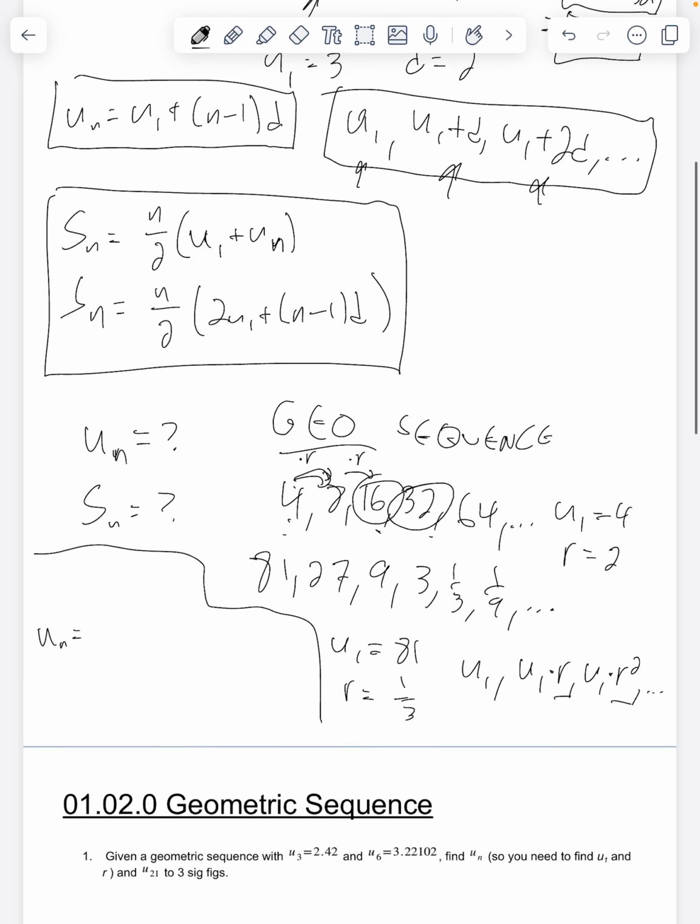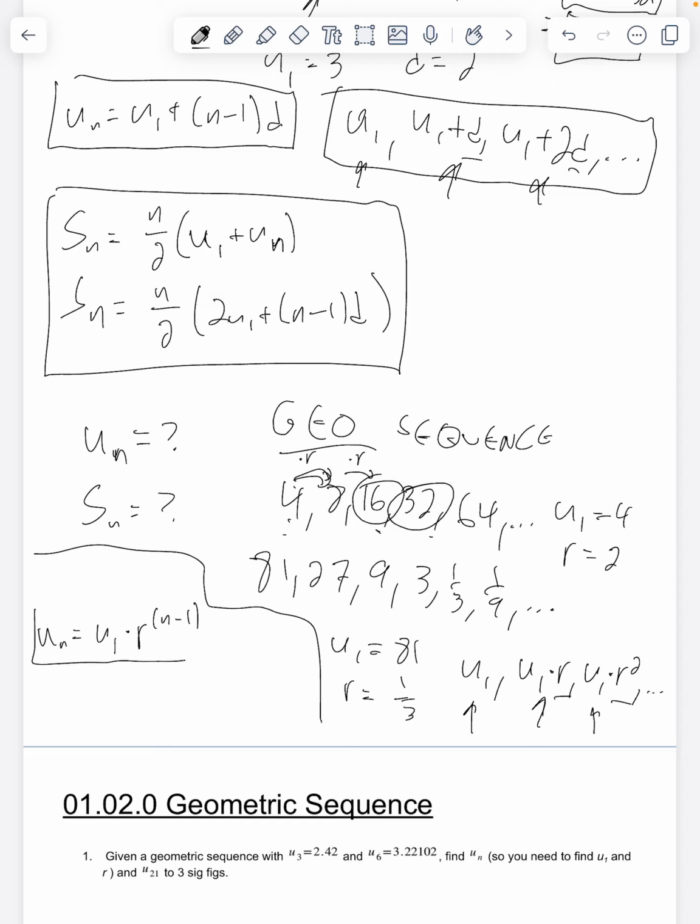So very similar to how you add one less d than the term number you're on. It's the same thing here. The first term doesn't have any r's, the second term has one r, the third term has two r's, so it's always going to be u1 multiplied by r to the power n minus 1.